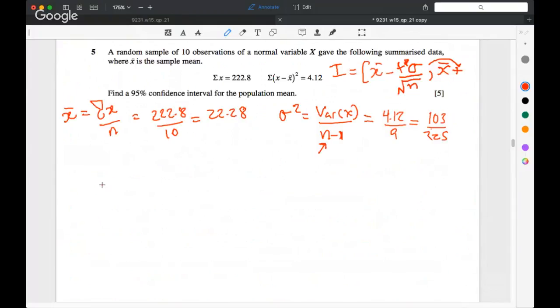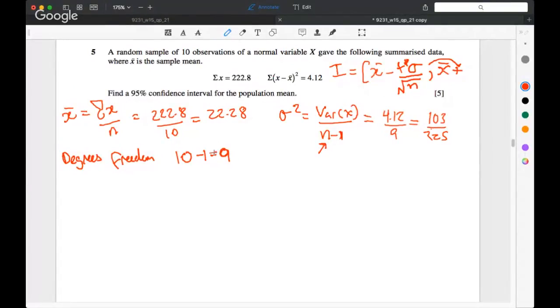So we have our sigma value. We just need to figure out our t star value. So we'll figure out the degrees of freedom first. The degrees of freedom is the number of observations minus 1. So in that case, it's 10 minus 1, which gives us 9. Okay, that's the degrees of freedom.